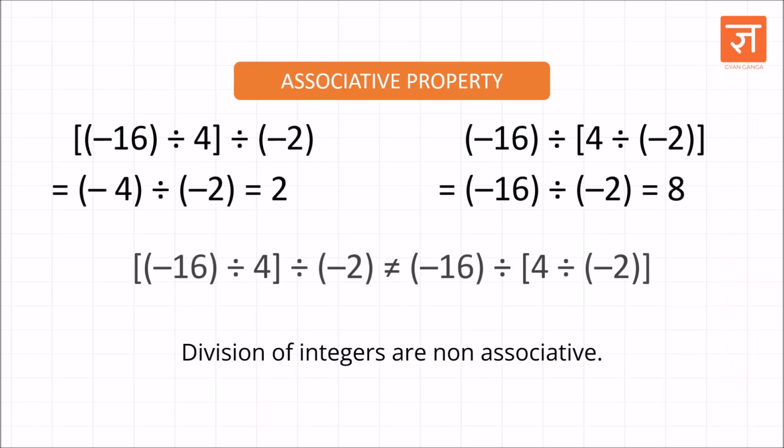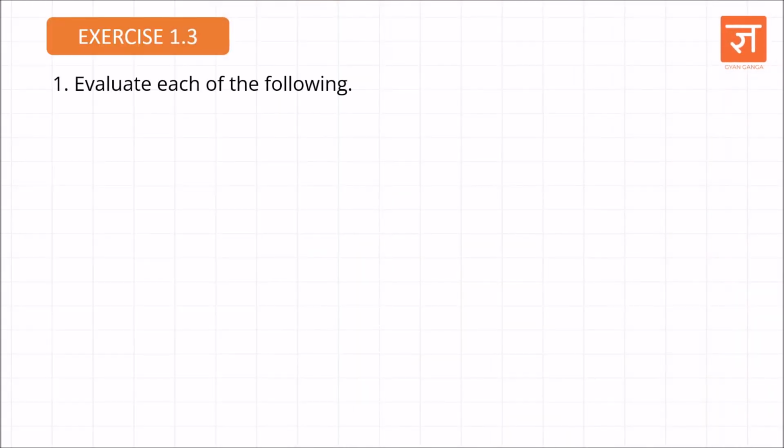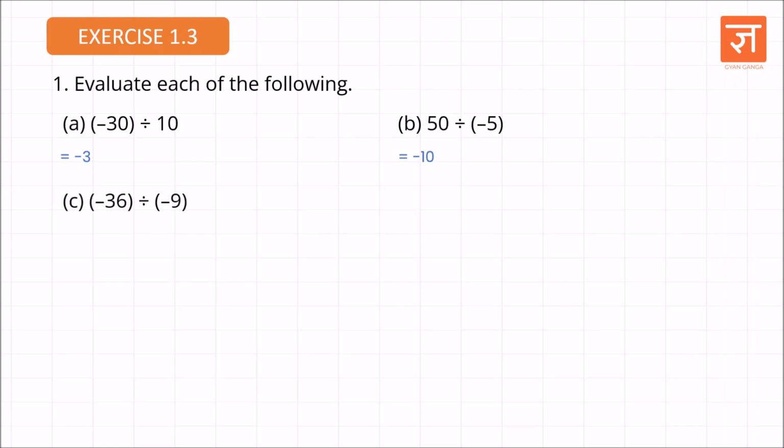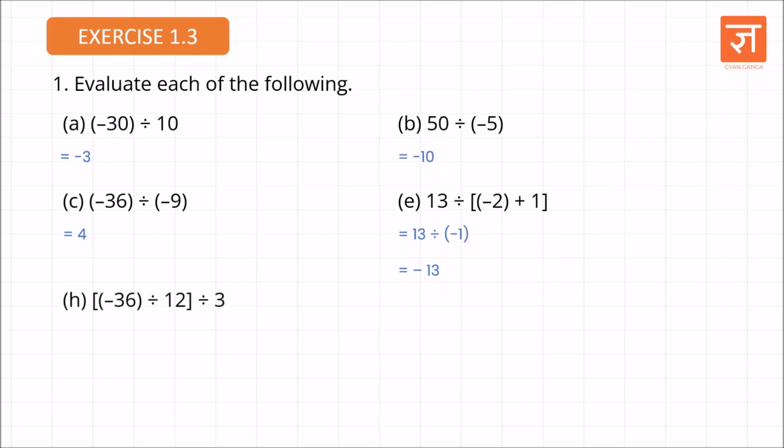So evaluate each of the following. We have minus 30 divided by 10, we get minus 3. 50 divided by minus 5, we get minus 10. Clear? Quick, the answers come just as I explained. Here in which will the answer come? In positive. Again, what will be the answer? Minus 2 plus 1, minus 1, minus 13. Firstly divide inside the bracket, and we get minus 3. Then minus 3 divided by 3, we get minus 1. Clear?